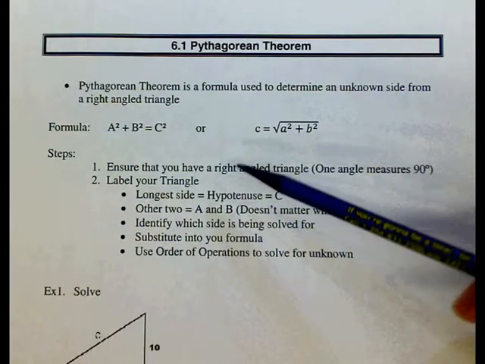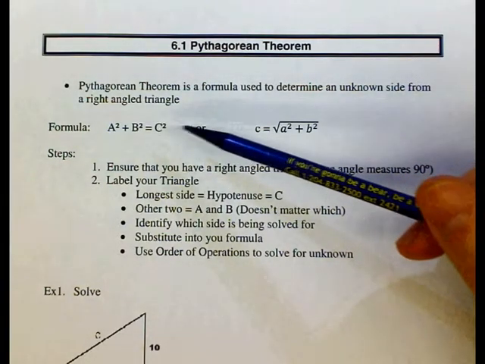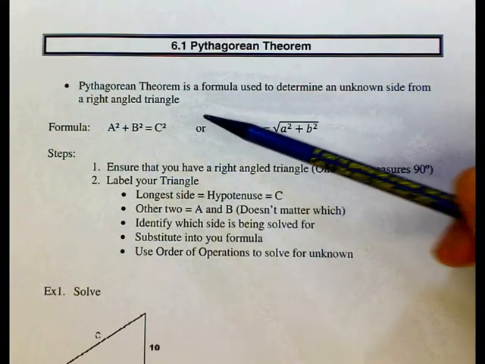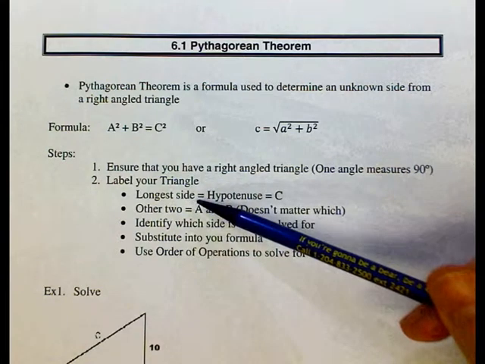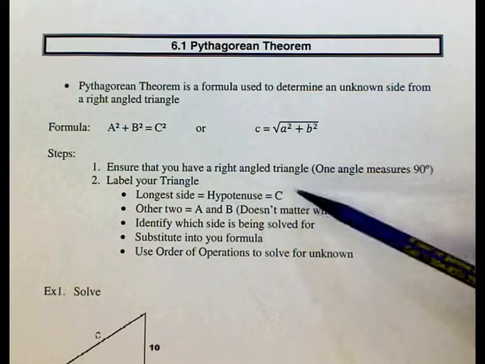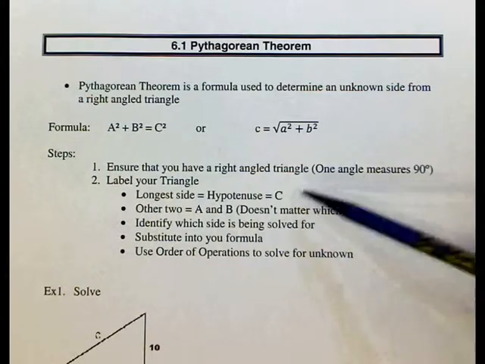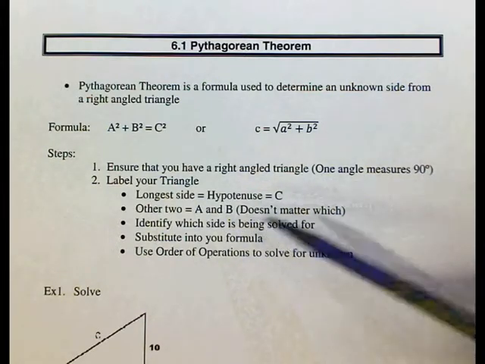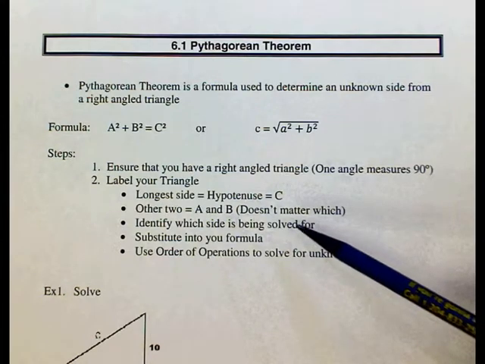Now in our formula, we've got A's, we've got B's, and we have C's. 3 letters for 3 sides. The longest side, that's the one that's across from the 90 degrees, is called our hypotenuse. In our formula, we're going to call the hypotenuse C. The remaining 2 sides will be A and B. It really doesn't matter which we call A and which we call B.